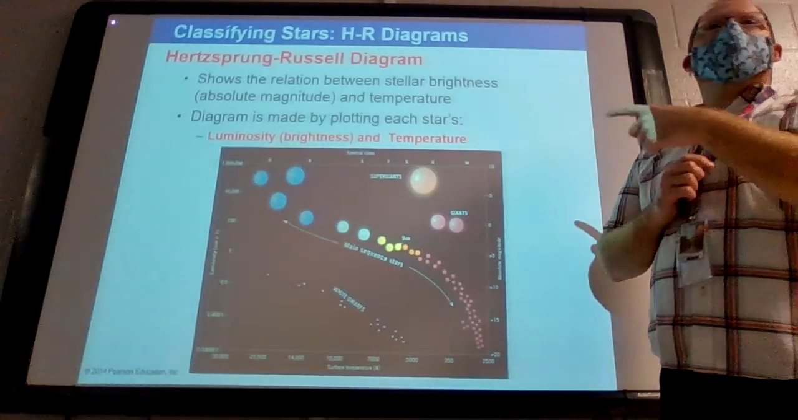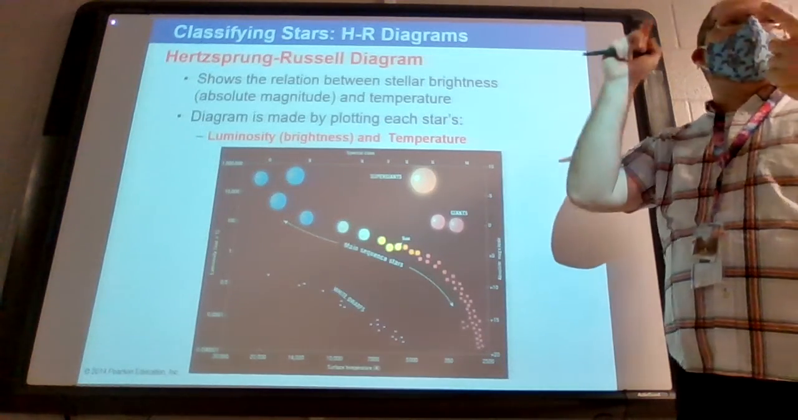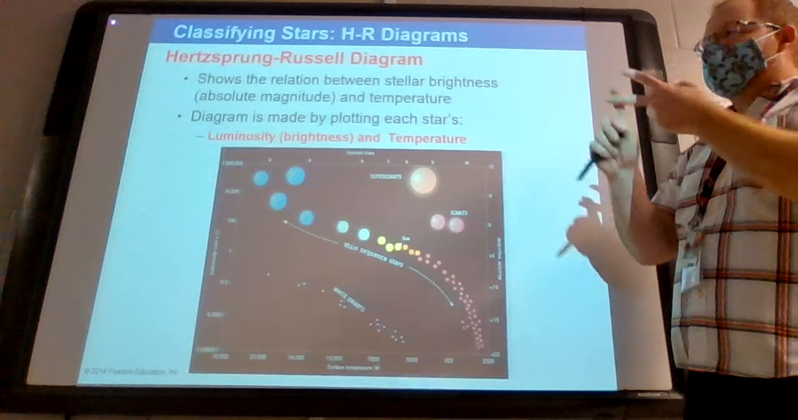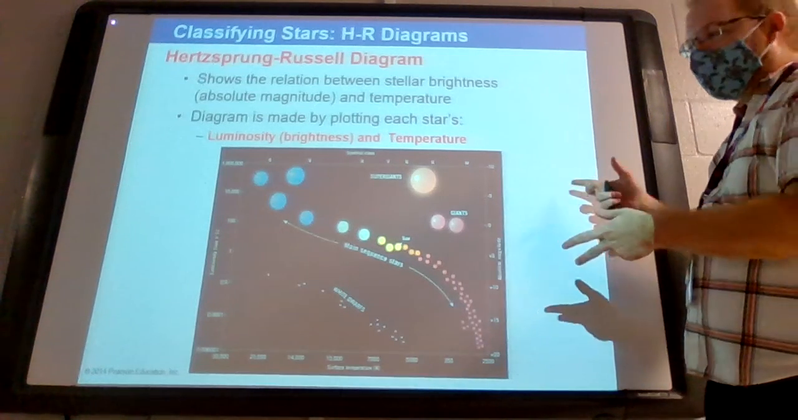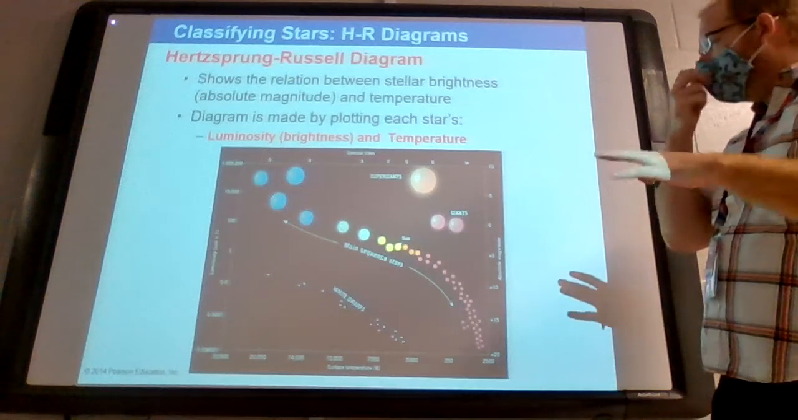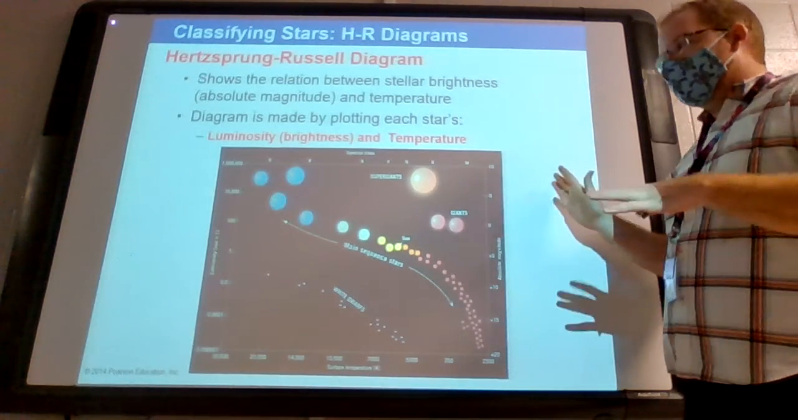Now, we get to the Hertzsprung-Russell diagram. This is a diagram you will see in the homework and you will see on the test. You will probably also see it on the final. This is a very important diagram. We talk about it a lot. As far as diagrams go, it's busy. It's got a lot of stuff going on.